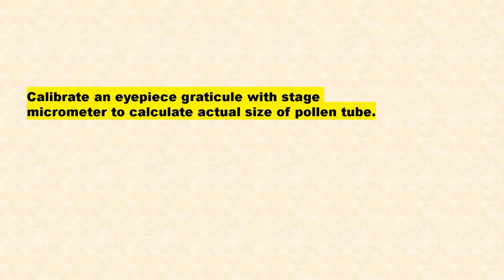Additionally, in the marking scheme, there is another answer that has been introduced. It states that you could calibrate an eyepiece reticule with a stage micrometer to calculate the actual size of the pollen tubes. This calibration process involves using the stage micrometer, which has a known scale, to ensure that the measurements you take with the eyepiece reticule are accurate. By doing so, you can obtain precise measurements of the pollen tube's actual length based on the calibrated scale.